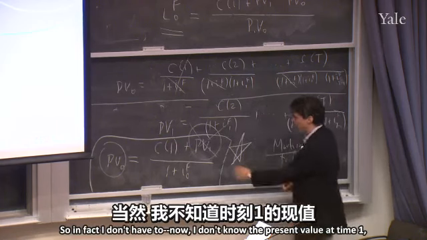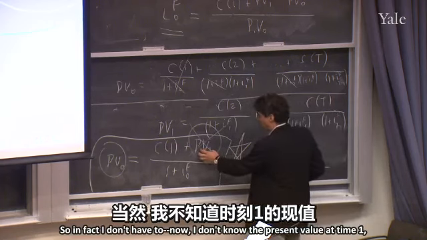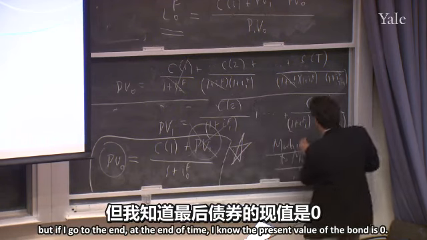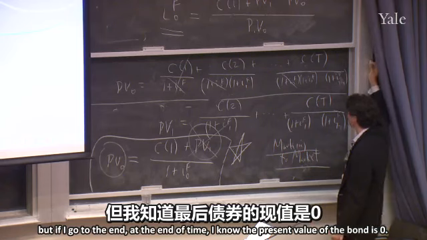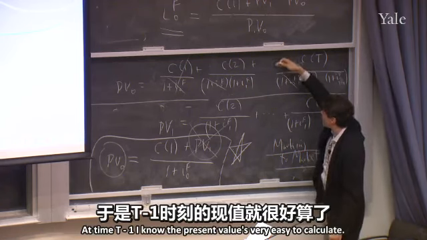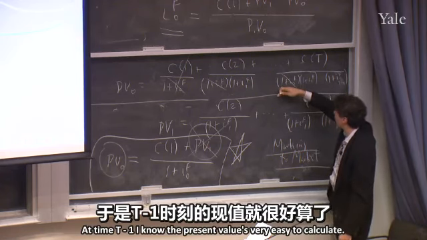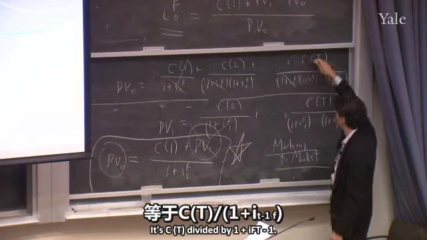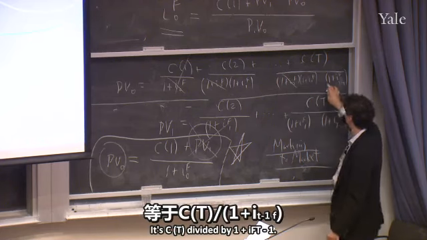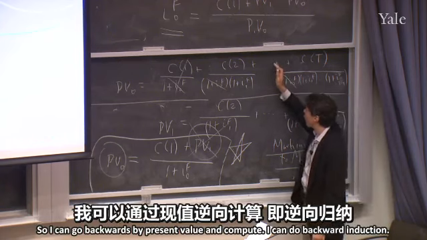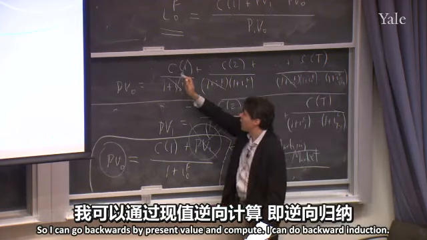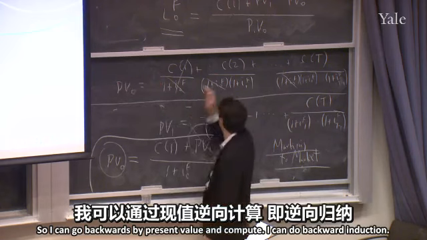Now I don't know the present value at time 1, but if I go to the end of time, I know the present value of the bond is 0. There's nothing coming up later. At time t minus 1, the present value is very easy to calculate. It's c of t divided by 1 plus i of t minus 1. So I can go backwards by present value and compute. I can do backward induction.